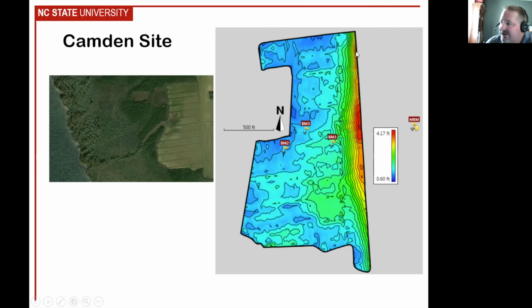We have a huge ridge that separates this area from these lower areas that are affected by tidal surges. And we've got a pretty good map here of that data. You can see the areas in blue will be the lowest elevations at the site. And again, this is in reference to sea level. And then up here would be the highest elevations at the site.